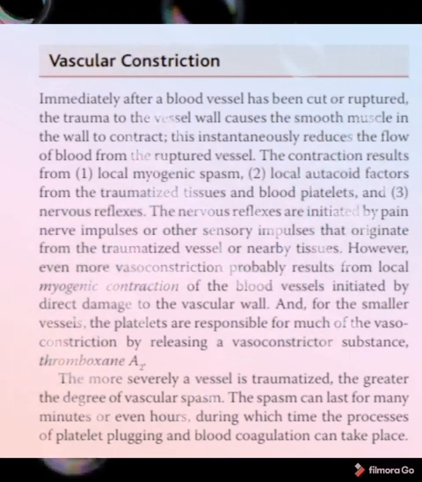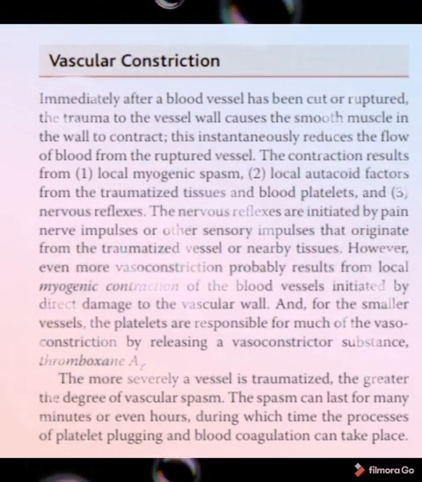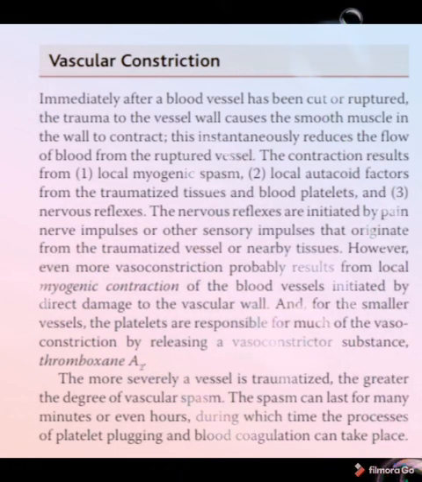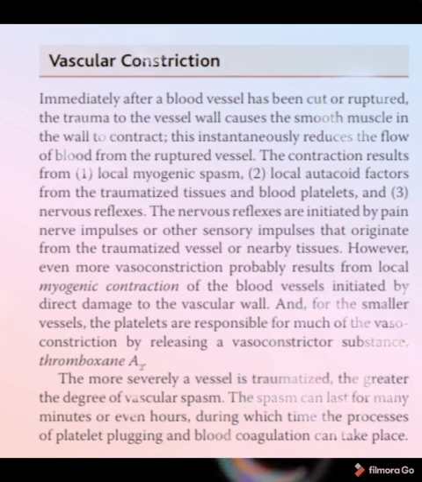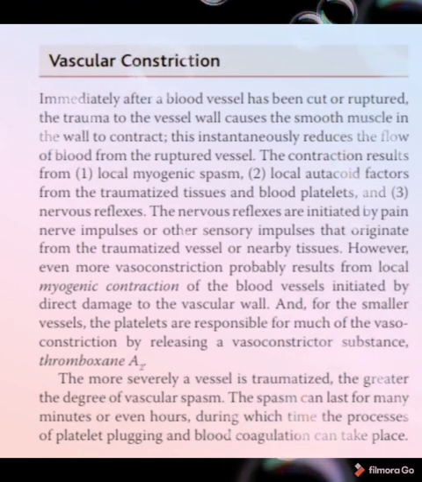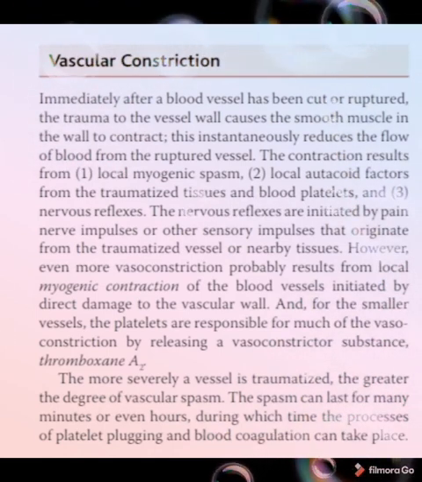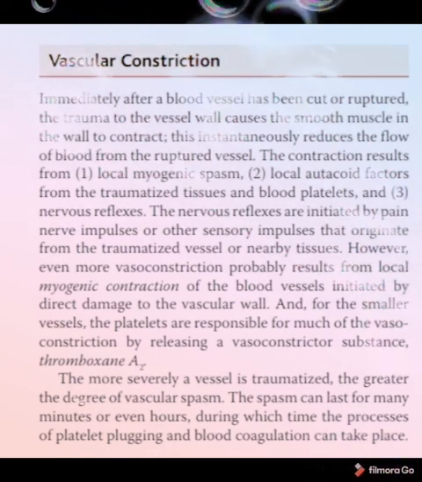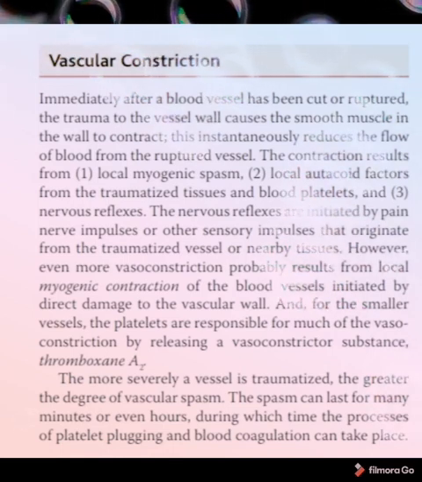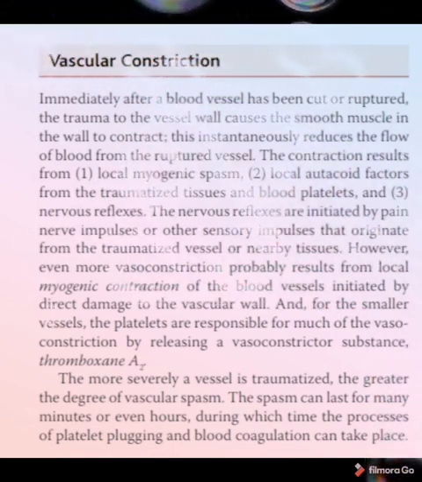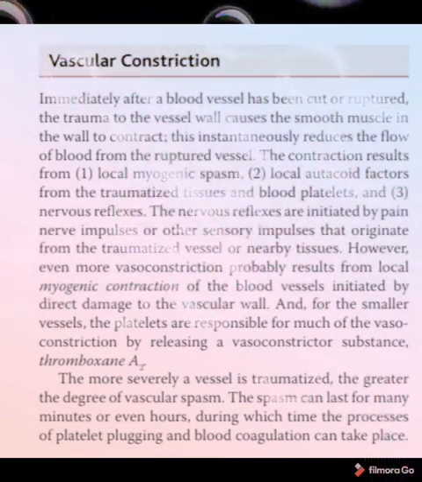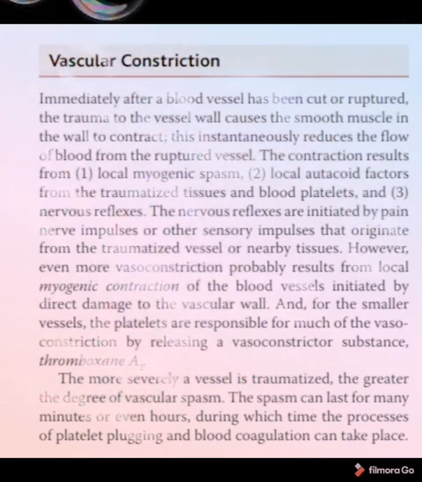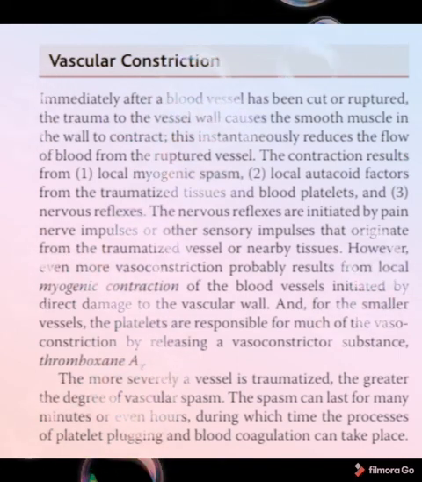And also if the cut is very big, then the smooth muscle action will be more when compared to autacoid or nervous reflexes. So initially in a severely traumatized vessel, a greater degree of vasospasm will occur. For example, it may occur even for hours, so that it gives some time for the process of platelet plug formation and coagulation to occur later.